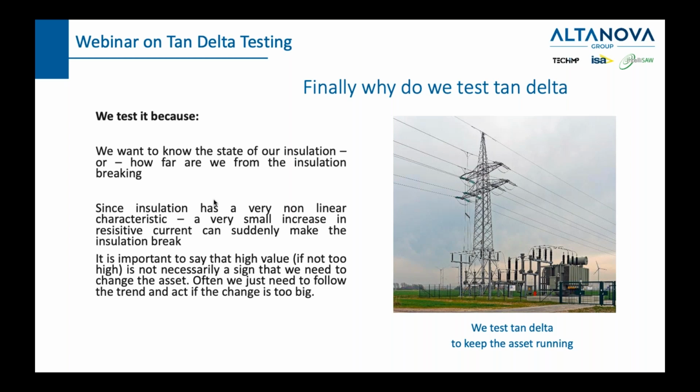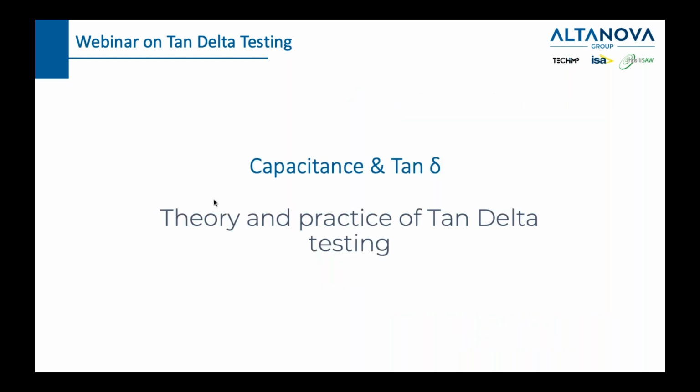So by that, we mean that we do have some numbers which describe the maximum allowed values of tan delta. But sometimes if the increase is very slow, you don't need to rely on the number itself, you need to rely on the trend, which is very important when assessing. Trend in general is very important when assessing the state of any electrical insulation. So in order to keep the asset running, test tan delta. So in this first part, we answered the question, what is tan delta and why do we test it?